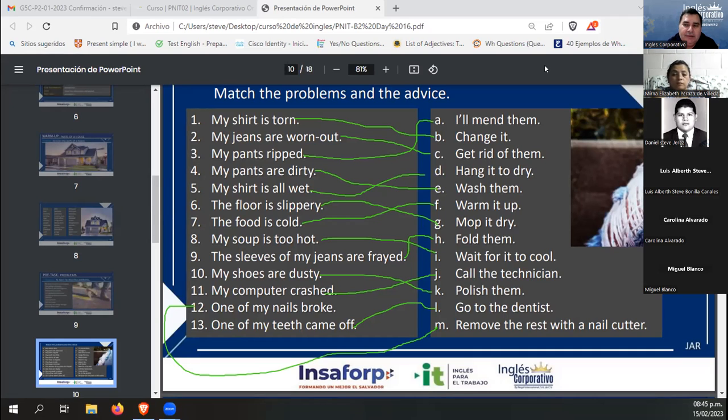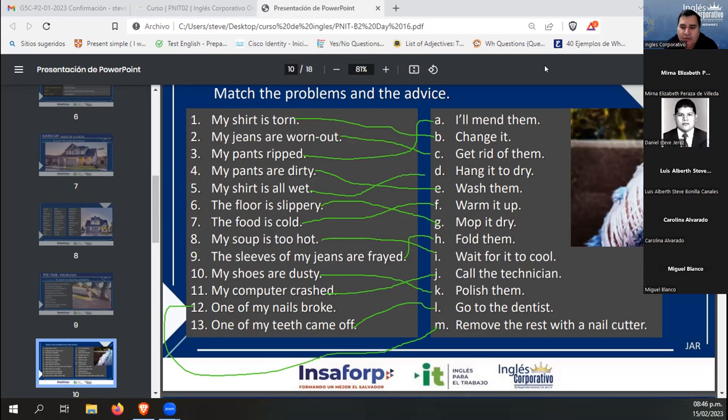Sleeves. Mangas. Frayed. Fray es deshilado. Deshilado, deshilachado. Las mangas en la parte de atrás andan arrastrándose, se deshilan, se deshacen. Es frayed. And then you say, fold them. My shoes are dusty, polvosos, dust. Polish them, lústralos. Polish es pulir también, pero en este caso sería lustrarlo. Okay. My computer crashed. Se arruinó. So, call the technician. One of my nails broke. Se me quebró una uña.